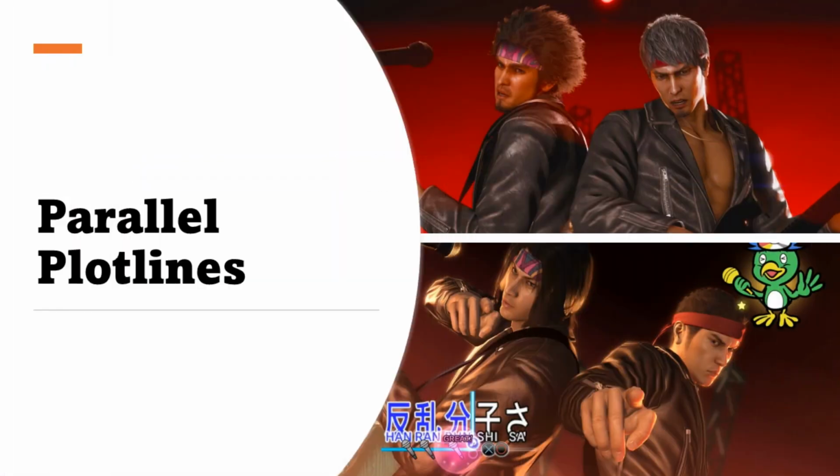9. Create parallel plot lines. Create plots that mirror each other in theme, but differ in context or outcome. This technique can be used to draw allegorical parallels between characters or events, highlighting your central message through the differences and similarities in how the plot resolves.